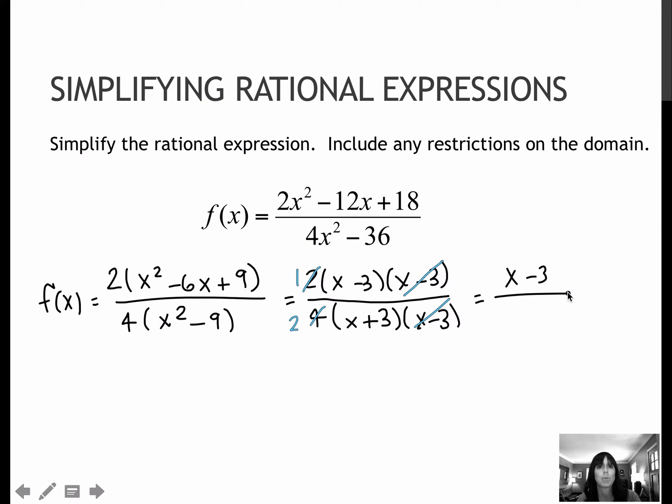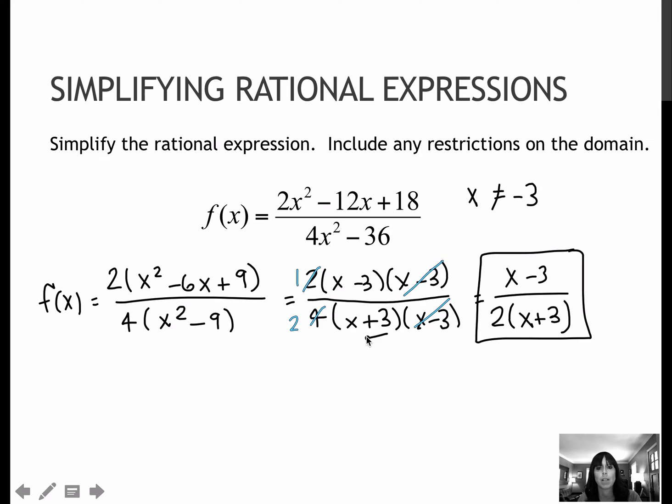You don't need to write it in parentheses, but you can. The denominator, I have a 2 and an x plus 3, and I will not distribute that 2 back out. Okay, so I will leave it just like that. What were the restrictions on the domain? I should have done that before I reduced anything, but I know that x cannot be negative 3 from that binomial and positive 3 from this binomial. So that's the 2 restrictions on the domain.